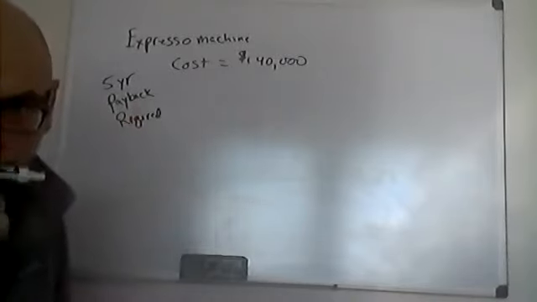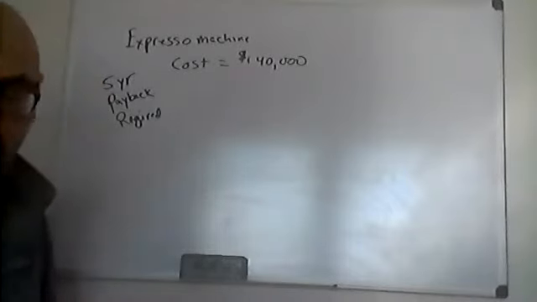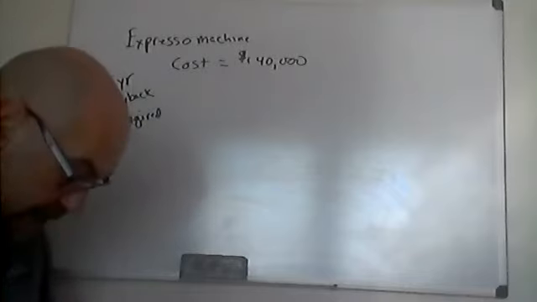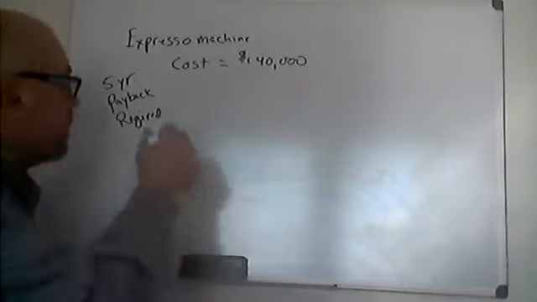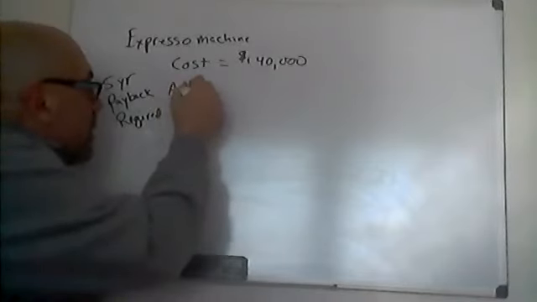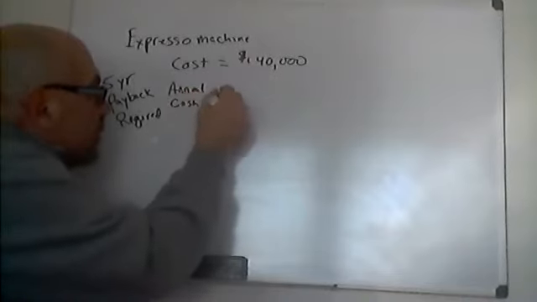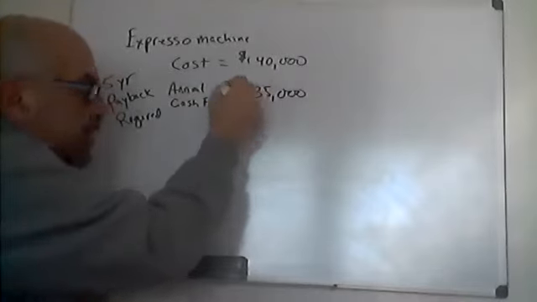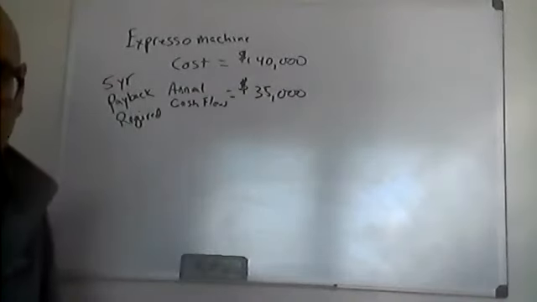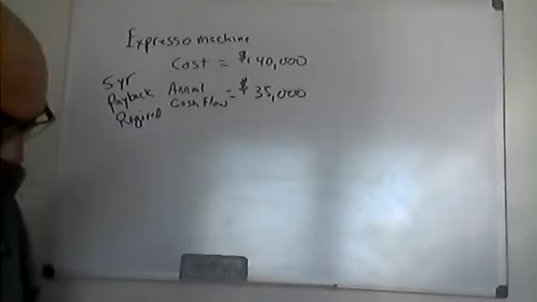So as an accountant, we do some analysis. We buy this machine. We determine that we are going to sell more coffee, and we estimate that we are going to generate annually our annual cash flow is going to equal $35,000. So it's going to cost us $140,000. We are going to make $35,000 annually off of it.